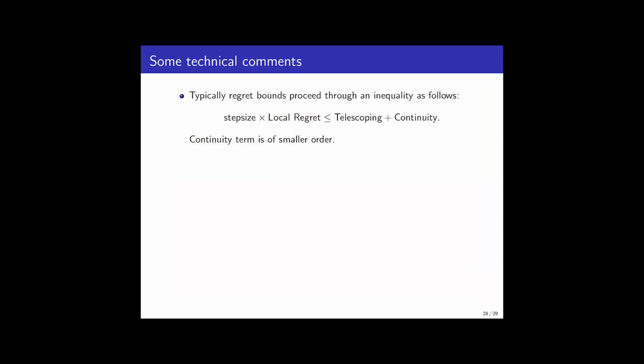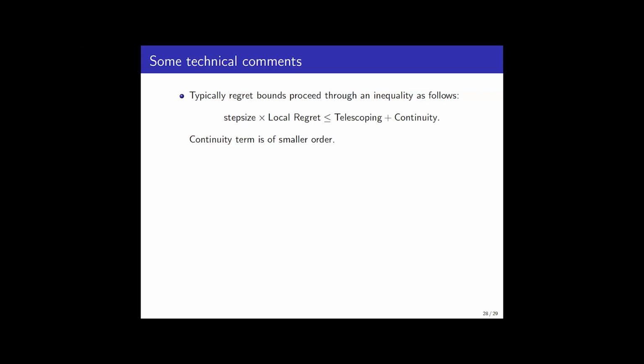So typically, maybe how a regret bound would work is you have your step size, and then you multiply it with a local regret. By local regret, I basically mean, roughly speaking, a regret at time point k. So basically, maybe here something like the Kullback-Leibler between rho k and e power minus f. So this will be bounded by, when you do most of these calculations, there will be a telescoping part and a continuity part.